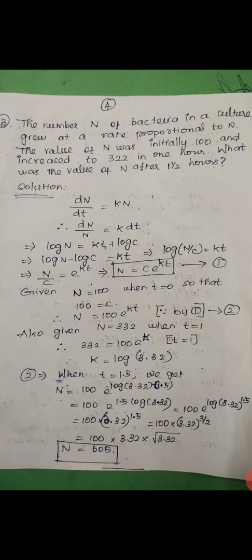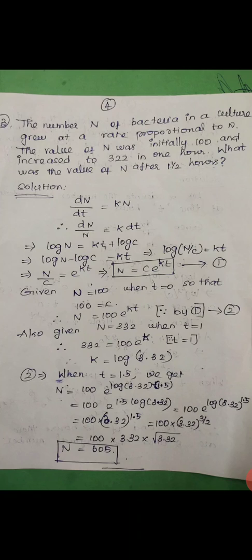Taking log on both sides, we get k equal to log of 3.32. Here I divided by 100 just to simplify: e power k is equal to 3.32. Taking log, we get k equal to log of 3.32. I keep this, already we know that.